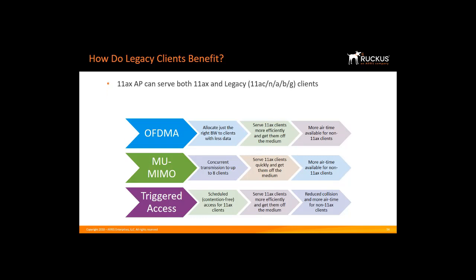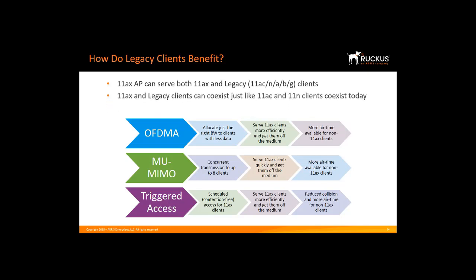First, an 11ax AP can serve both 11ax and legacy 11ac or 11n clients, as it is backwards compatible. Manufacturers are starting to make 11ax clients now. For example, Dell has announced it will start shipping 11ax client laptops and other devices by the first quarter or second quarter of 2019. They have said that by the end of 2019, 15 to 30% of everything they ship will be 11ax. This becomes 50 to 60% in 2020 and then 100% in 2021. Other manufacturers will do the same. So over the next several years, there will be a lot of 11ac and 11ax clients.